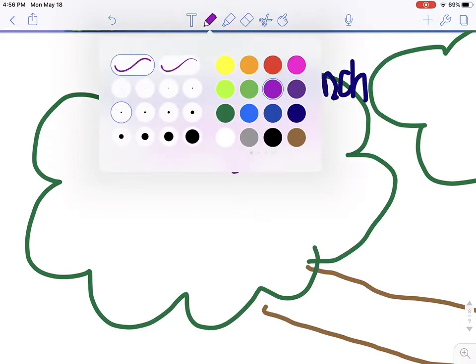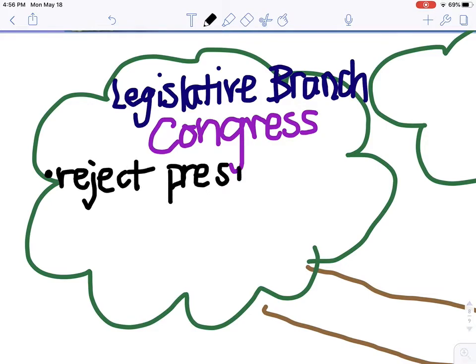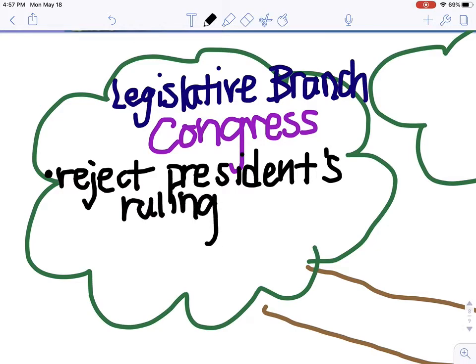Okay. And then I'm also going to write the main responsibilities of this branch. Each branch has their own responsibilities to kind of work together. So not only one person has to do everything. One of their responsibilities is that they can reject the president's ruling. So if they don't like something that the president is doing, they can reject it. Reject president's ruling. Ooh, sorry, that's kind of messy.